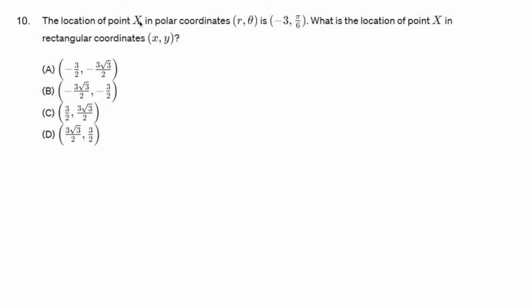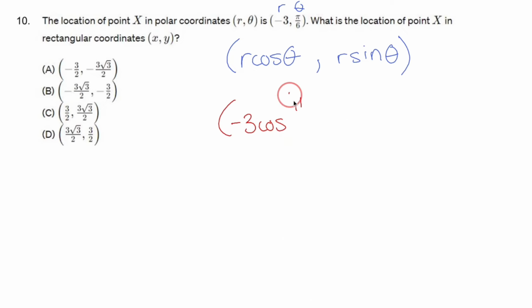The location of point X in polar coordinates r, theta is -3, pi over 6. What is the location of point X in rectangular coordinates x, y? You know very well that rectangular coordinates, if viewed from a trigonometric point of view, is going to be r cos theta, r sine theta. Well, you're my r, and you're my theta. So let's do some simplifying, shall we? You're going to be -3 cosine pi over 6, and you're going to be -3 sine pi over 6.